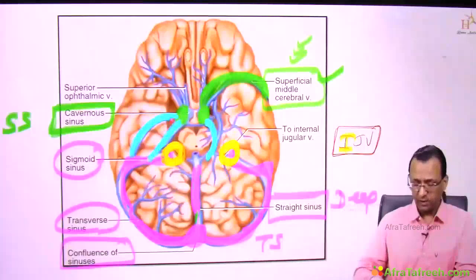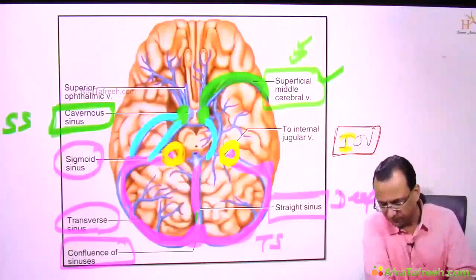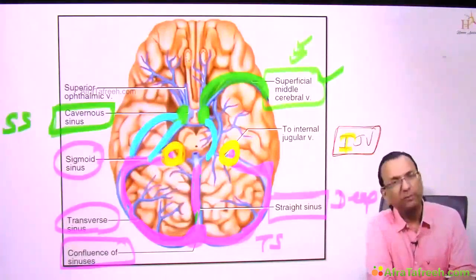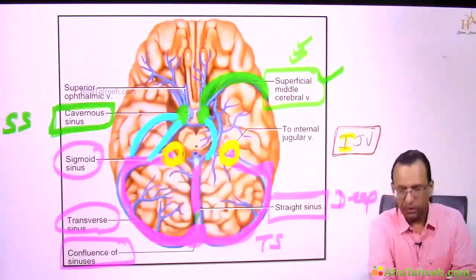Internal jugular vein. I cannot see anything here. After you have put all the pen marks, I see nothing. Yeah, okay, fine.